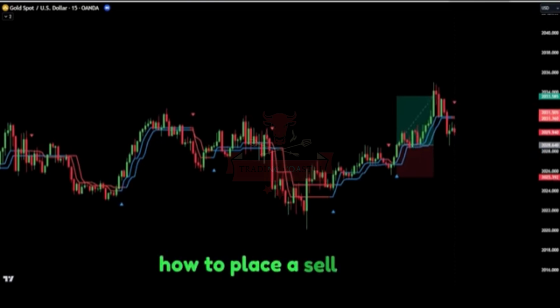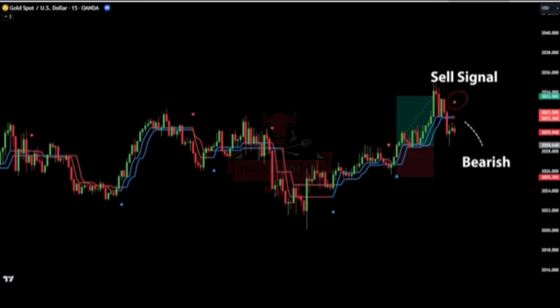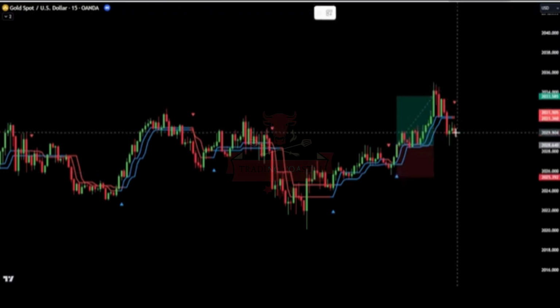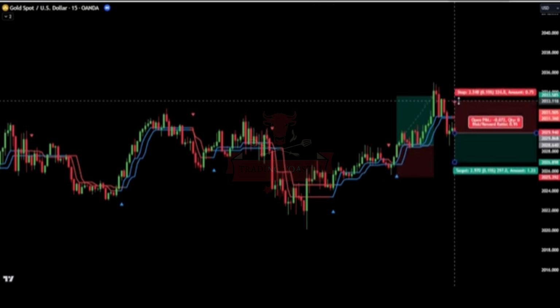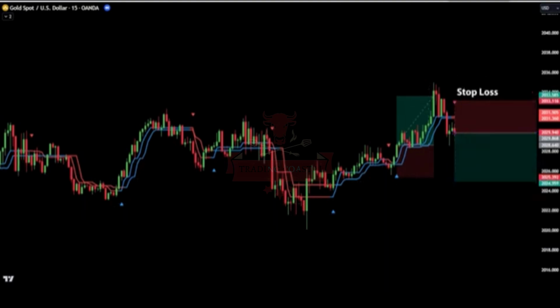How to place a sell order. 1. If a red arrow appears, it signals a sell entry signal. 2. To confirm the sell signal, ensure that the second HalfTrend line is also red. 3. If both HalfTrend lines are red, you can place a sell order after the completion of the candlestick. 4. Set the stop loss at the highest point of the sell signal arrow. 5. Use a target take profit with a risk and reward ratio of 1 to 1.5.